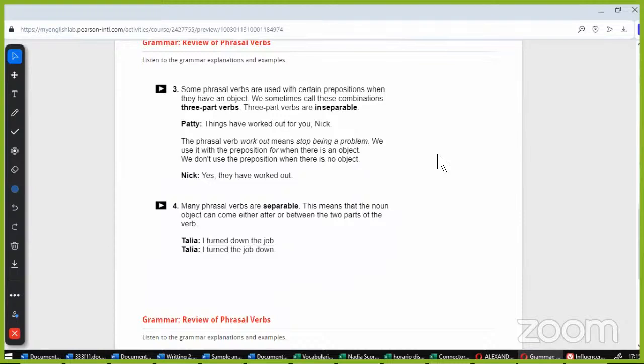Many phrasal verbs are separable. This means that the noun object can come either after or between the two parts of the verb. I turned down the job. I turned the job down.